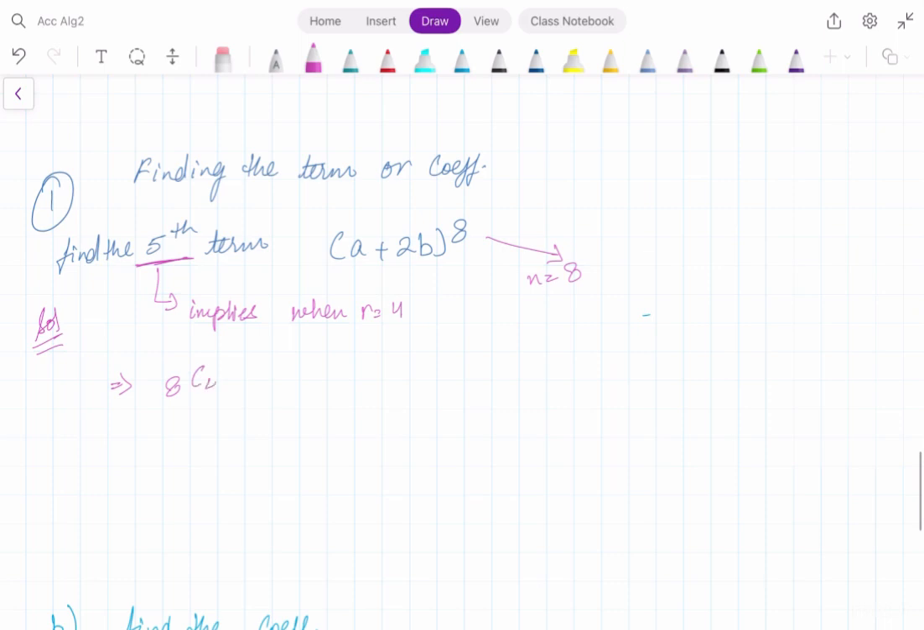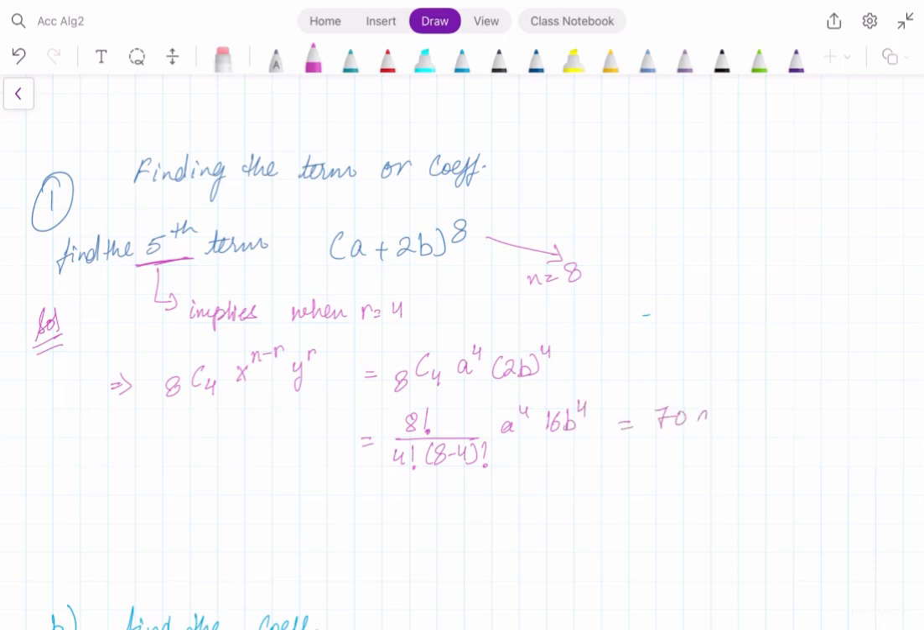So 8C4, because we are just looking for the fifth term. There is no need to write the whole entire Pascal's. So the factorial will be quite handy. x to the power of n minus r, y to the power of r. Remember, x is a, y is b in this case. So a will decrease, b will increase. So a to the power of 4, 2b to the power of 4. Both of them are 4 in this case. And if you calculate 8 factorial divided by 4 factorial times 8 minus 4 factorial, now a to the power of 4, and that will be 16b4.